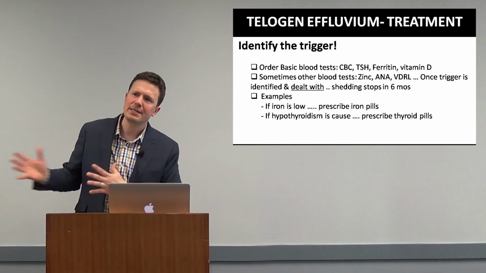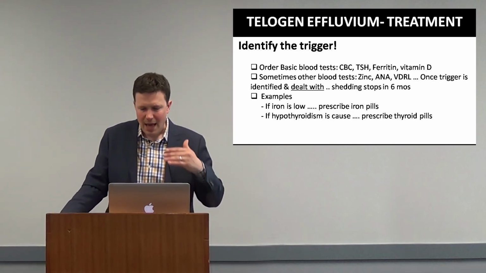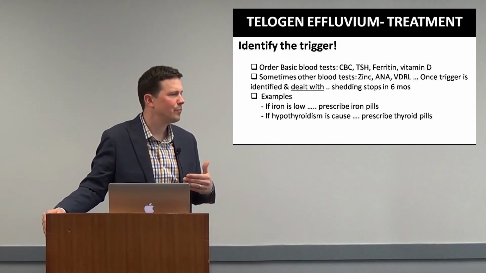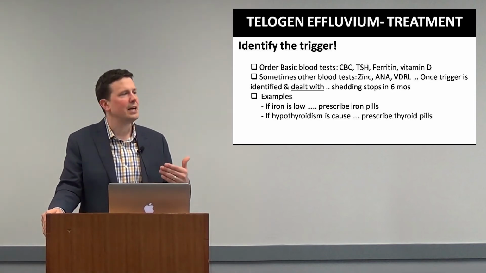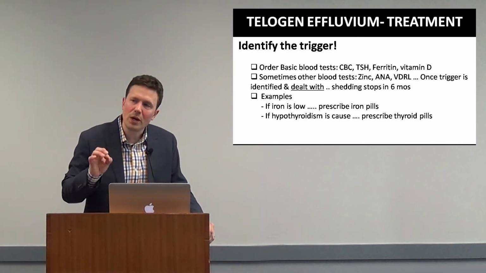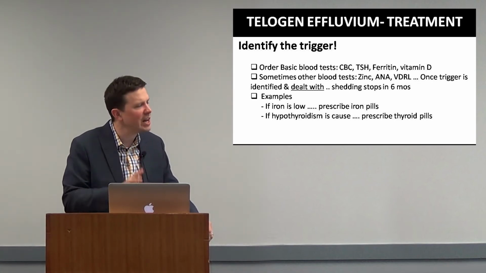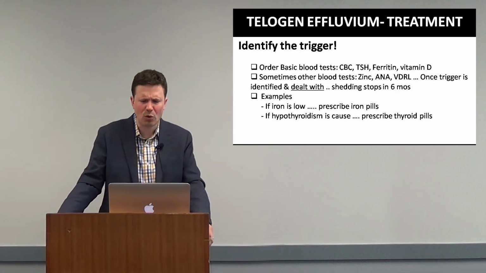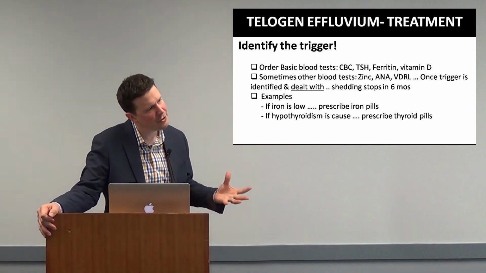And that panel of blood tests that we ordered can be extended to a number of tests: ANA, zinc, VDRL, copper, selenium. The list can actually be quite extensive as you properly evaluate a patient's history. But the important point is that once you identify the trigger, if you can identify the trigger, the shedding will stop in most patients in about 6 to 9 months. One needs to be aware that in 50% of patients with telogen effluvium, we can't identify the trigger.